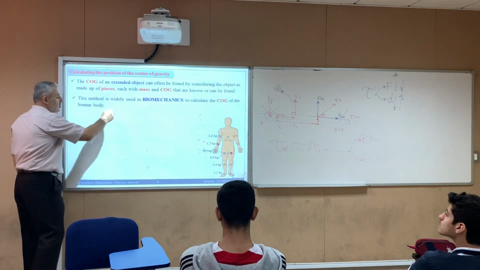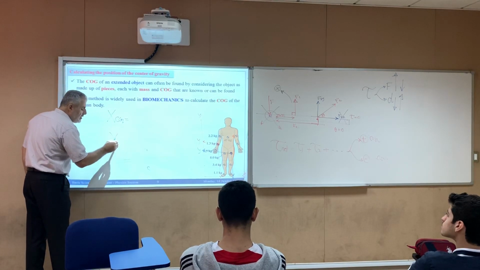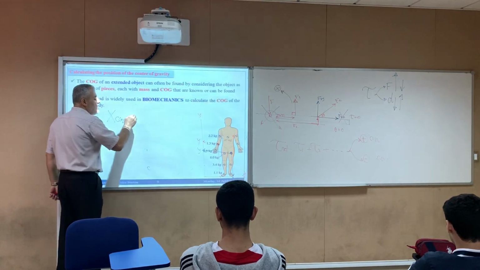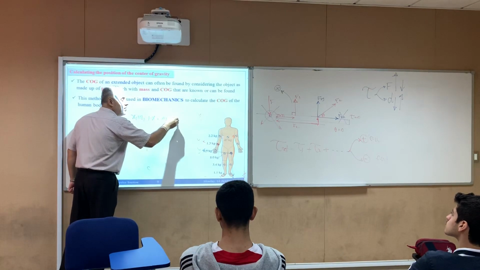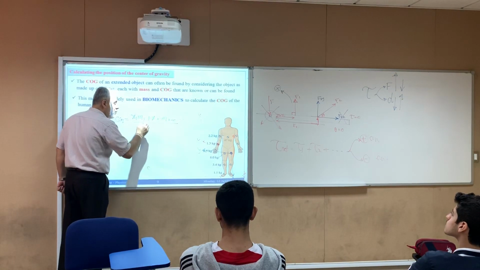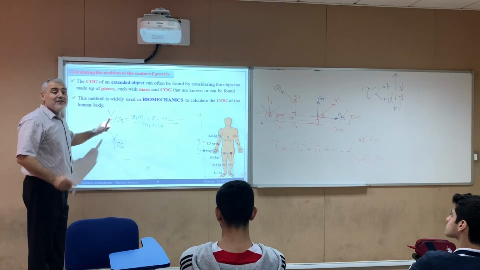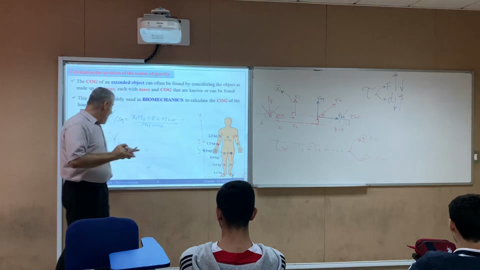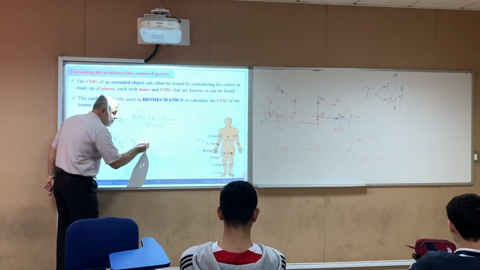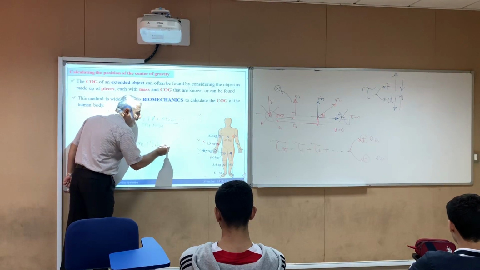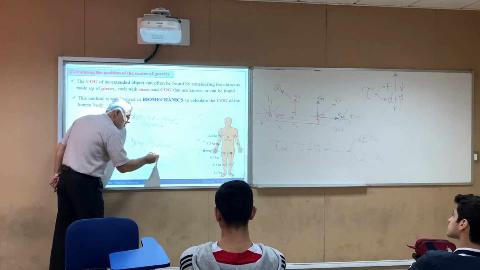We use a formula, gentlemen. That formula we use for the x coordinate and for the y coordinate. We say x1 m1 plus x2 m2 plus and so on, over m1 plus m2. This is for x. Finally, you get one number. And the same thing we apply for y: we have y1 m1 plus y2 m2. Of course, I give only two parts. You can add even 100, over m1 plus m2 plus and so on.